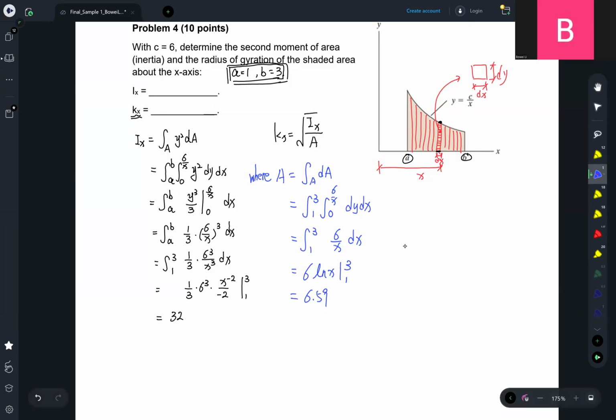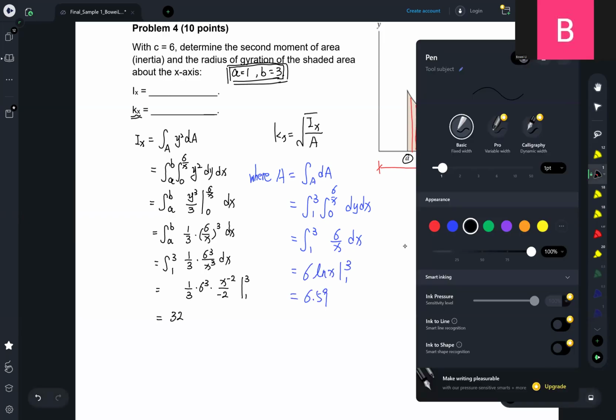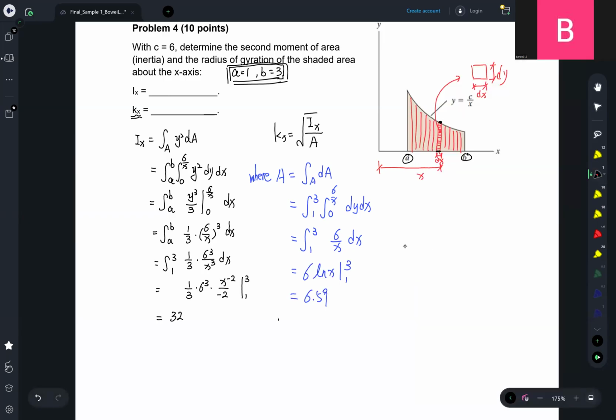Okay, so now we can go ahead and substitute the values here. kx equals the square root of Ix divided by area, and Ix equals 32, right? Area is actually 6.59. Square root of that, you're going to have that equals 32 divided by, okay, the area square root, which is 2.2, right? Okay, so that is the answer here.